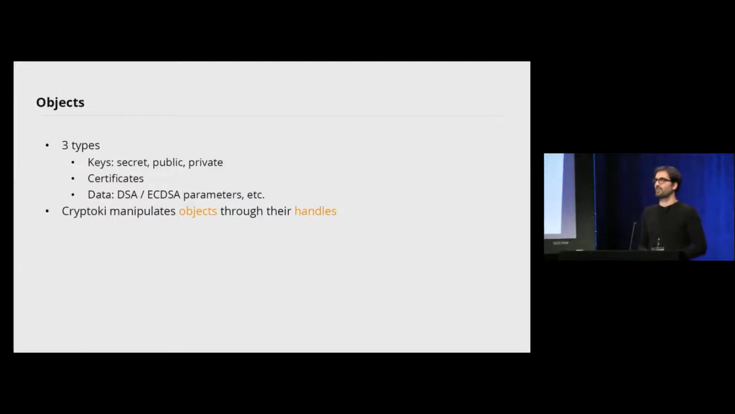take objects as parameters. What are objects? There are three types of objects defined in the standard. Keys, that can be secret, public, or private keys, certificates, and data that can be actually arbitrary data, but most of the time it is domain parameters used by DSA and ECDSA. So what interests us as attackers is obviously the keys, the secret and private keys. And Cryptoki manipulates objects through their handles.